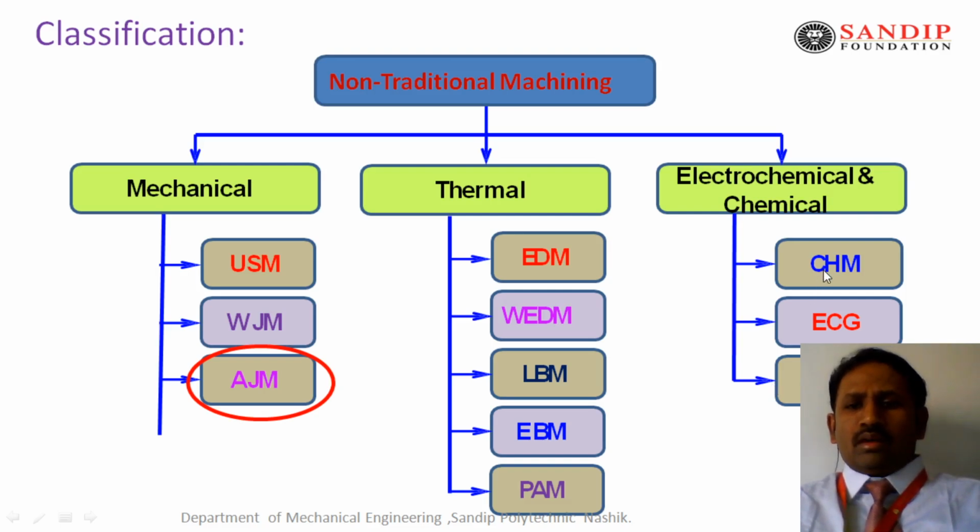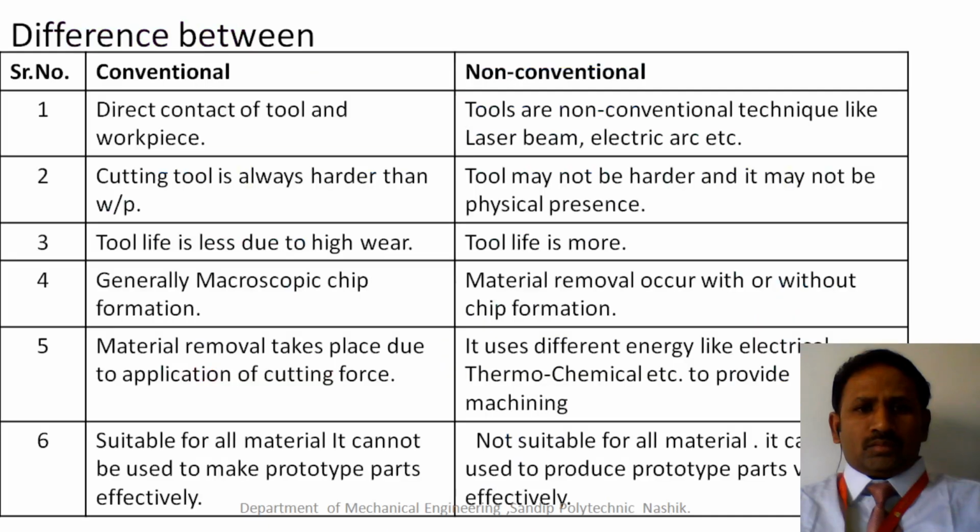So chemical machining, then electrochemical grinding machining, then electrochemical machining processes. So these are the non-conventional processes. So let us see them one by one.